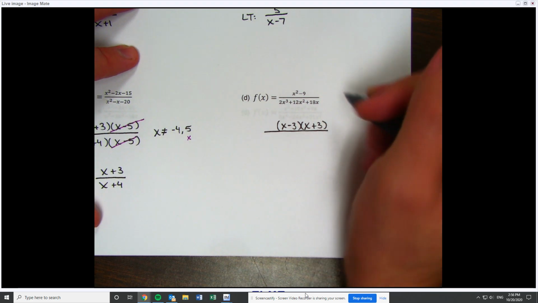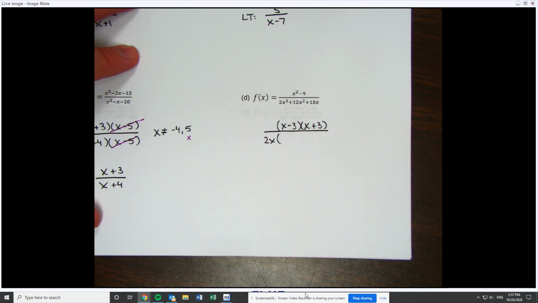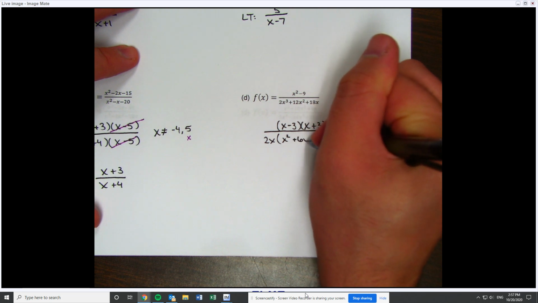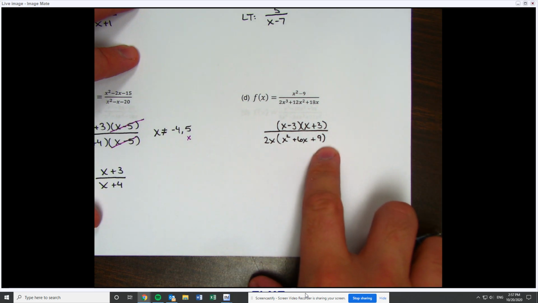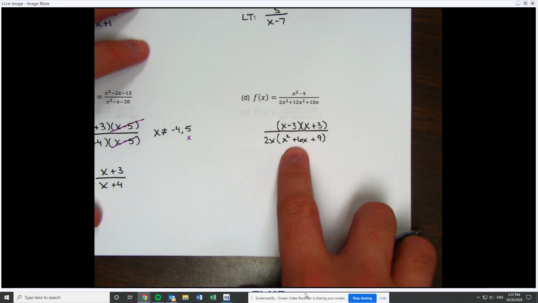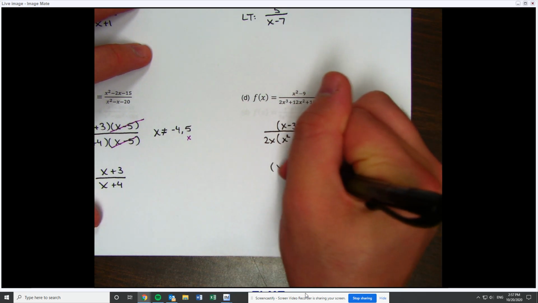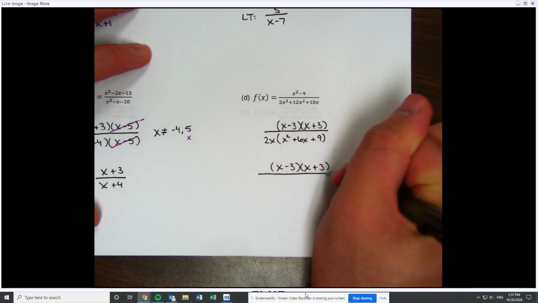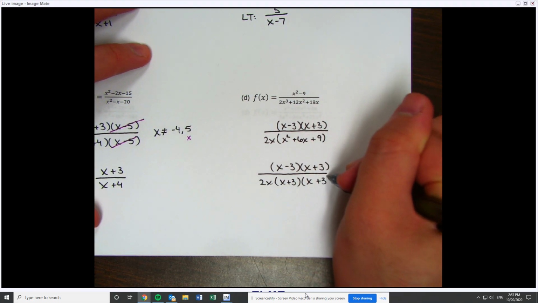For my denominator, I see that I can take a 2x out of everything. Now, before I do the ABC method, it's going to be a lot easier if I write it down factored first, so I can get a good idea what my a times c will be. So that's going to be x squared plus 6x plus 9. Okay, so now I can do my ABC method. A times c is 9, my b is 6, so my factors of 9 that add together to be 6 are 3 and 3. So now I have x minus 3, x plus 3, divided by 2x, x plus 3, x plus 3.